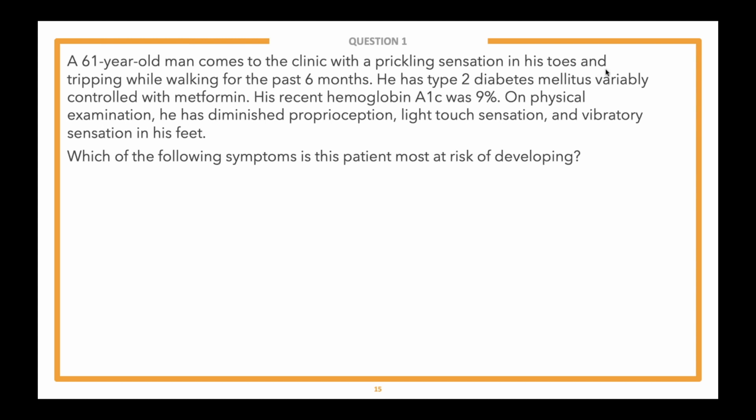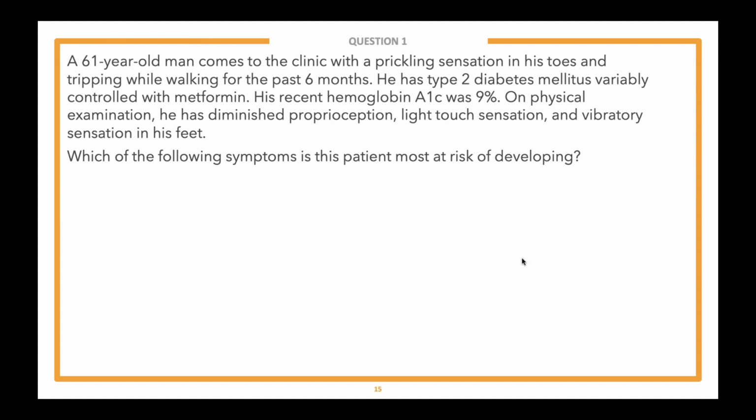All right, I see the responses coming in. Let's go ahead and take a look at that vignette. A 61-year-old man comes to the clinic with a prickling sensation in his toes and tripping while walking for the past 6 months. He has type 2 diabetes mellitus variably controlled with metformin. His recent hemoglobin A1C was 9%. On physical examination, he has diminished proprioception, light touch sensation, and vibratory sensation in his feet. Which of the following symptoms is this patient most at risk of developing?